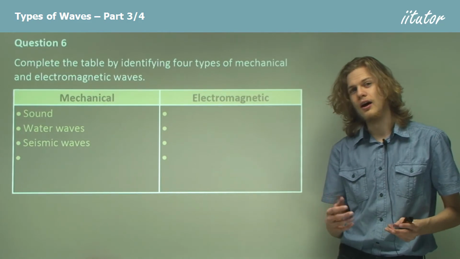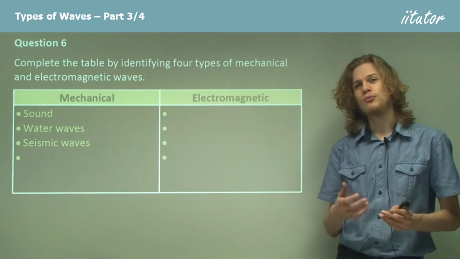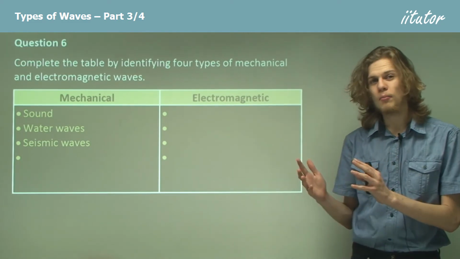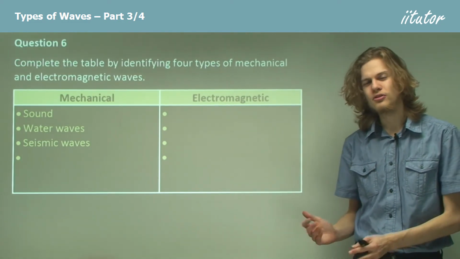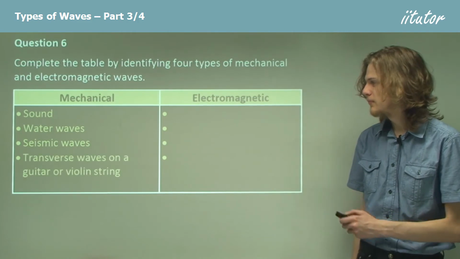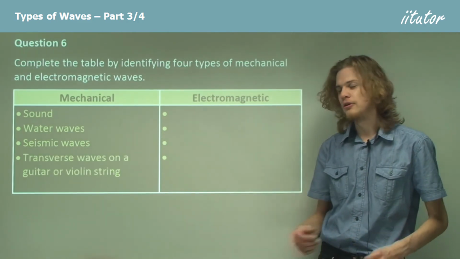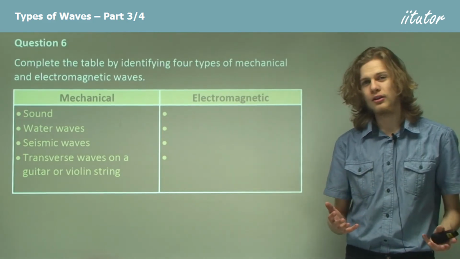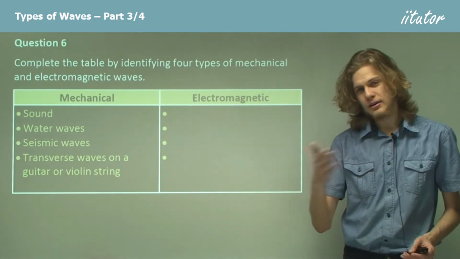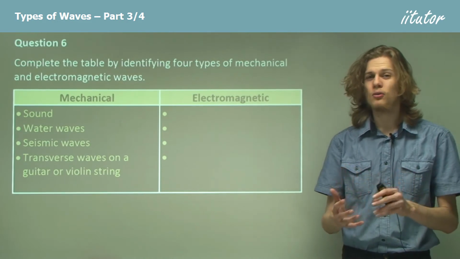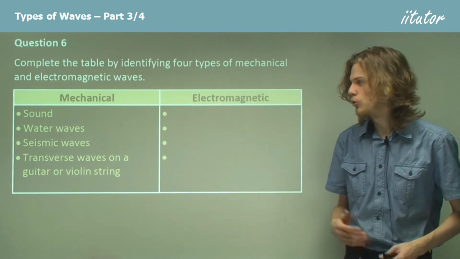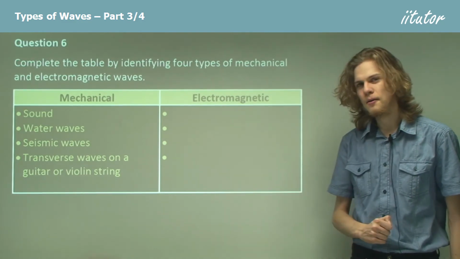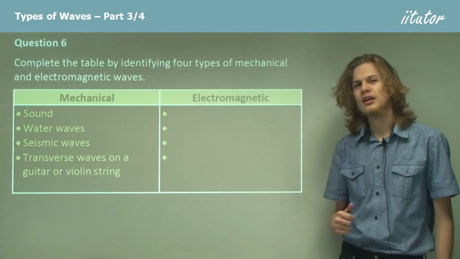Seismic waves are what cause earthquakes. These travel through the ground like a sound wave, except rather than air particles vibrating, rock particles are vibrating. Finally, transverse waves on a guitar or violin string. If we pluck or bow a guitar or violin string, the string will vibrate, and that will cause the air particles near it to vibrate, which will of course produce sound. All right, so we've listed four different mechanical waves now. Let's get on to some electromagnetic waves.